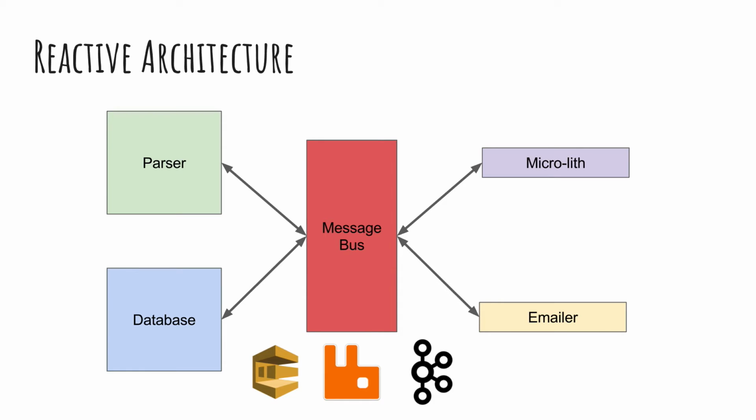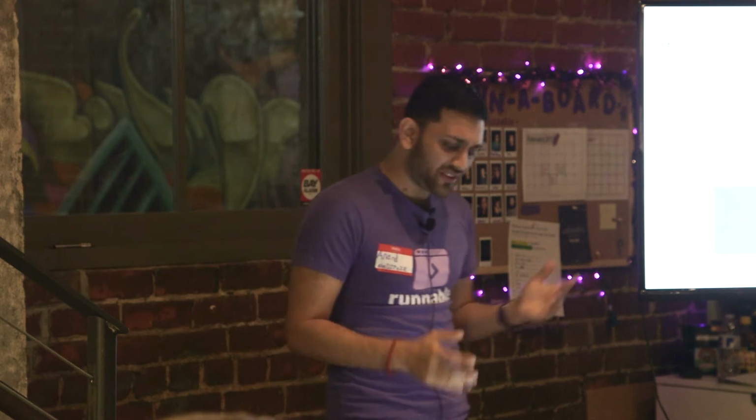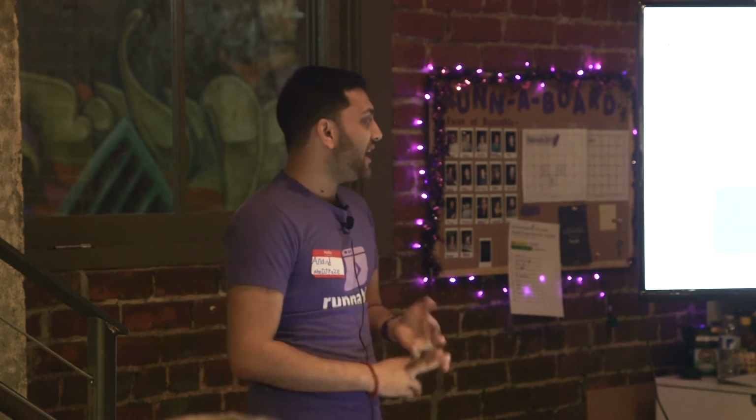But the major change here is our message bus. We now have a message bus that connects everything, and its job is to pass messages around. It knows who's subscribed to what events, and knows who's publishing those events, and it routes it correctly. This becomes the heart of your application. Now, there are a few services that do this already. Amazon SQS, Kafka, and the one we use here at Runnable is RabbitMQ.